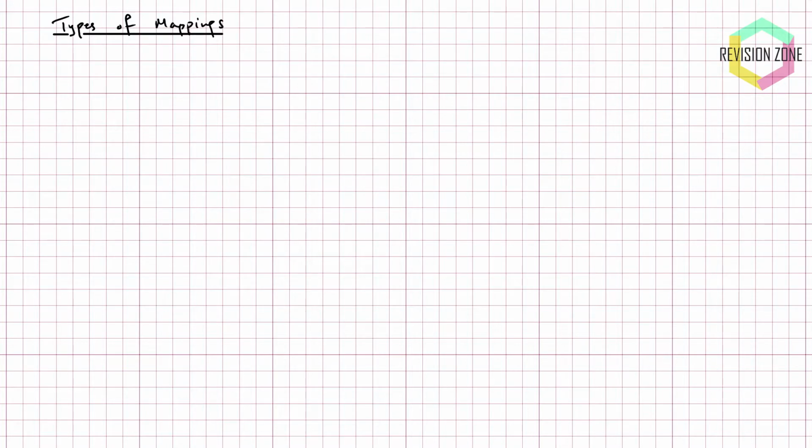In fact, there are four main types of mappings, and they are called as follows. One of them is called one-to-one, another one is called many-to-one, a third is called one-to-many, and unsurprisingly, the fourth one is called many-to-many.